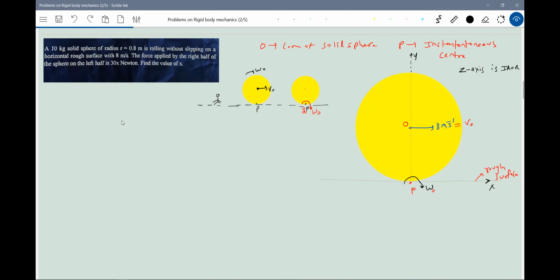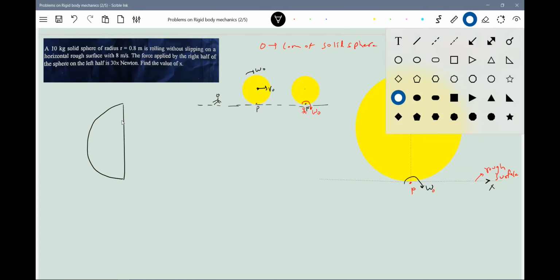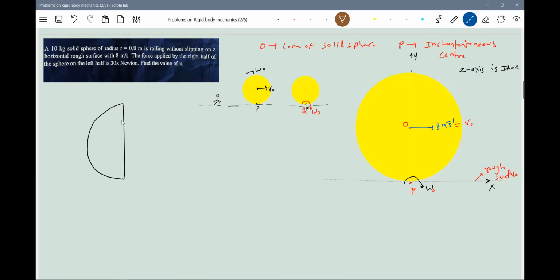So let me take only the left half. I think now the problem begins. These are very dangerous questions in the exam, but you must analyze them very smartly. The center of mass of this left half, the mass is 10 kg, so I'll write 5g here. It will be at some distance x, and this is the instant center.